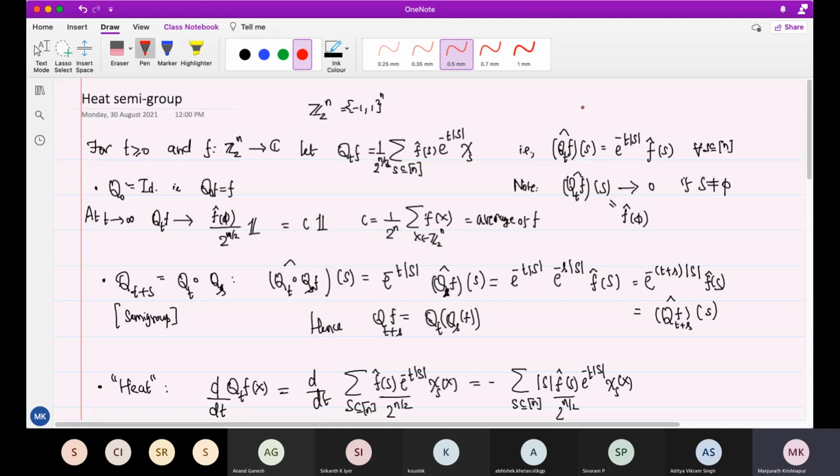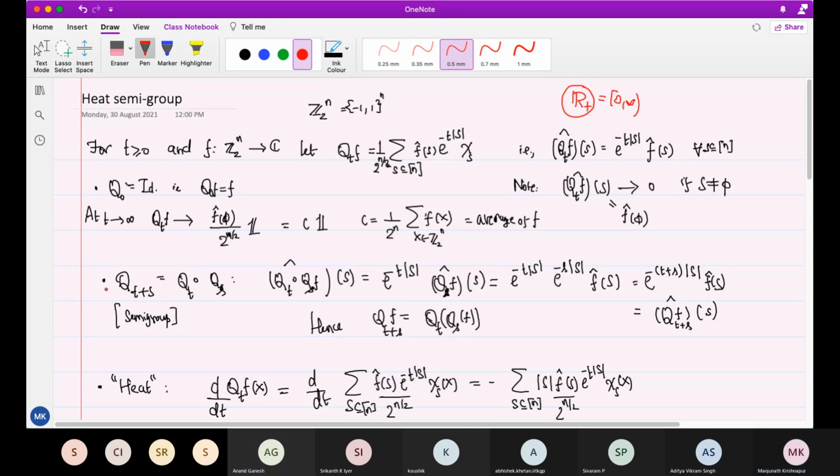In fact, they form a semigroup isomorphic to R plus. R plus under multiplication is a semigroup. You can multiply 2 things, you get another positive number. R plus is 0 to infinity. But you can't find inverses. So that's the same with Q_T. Q_T composed with Q_S, that will give you Q_(T plus S). But inverse is not there. That's why it is called a semigroup.